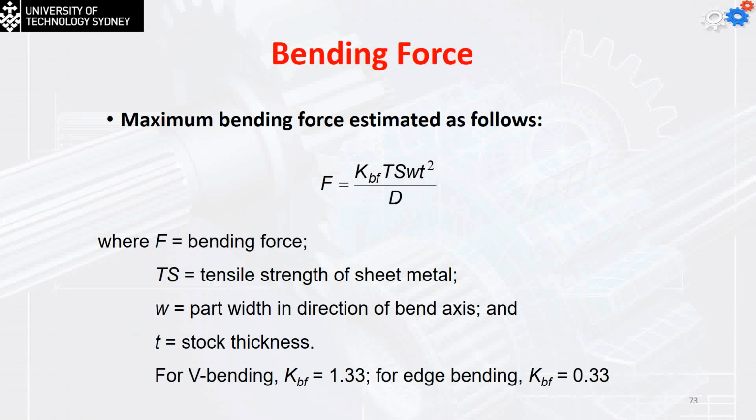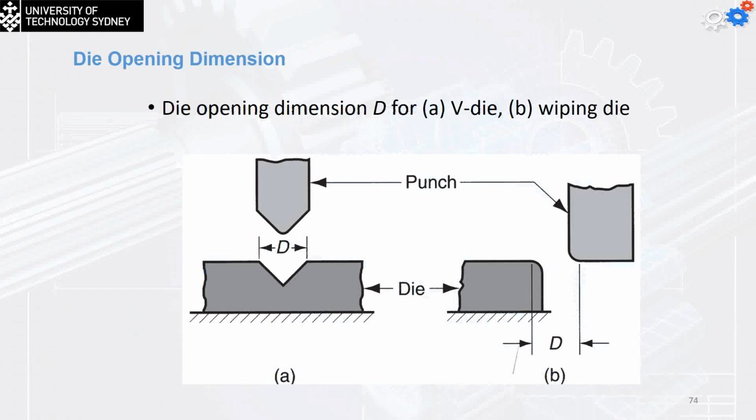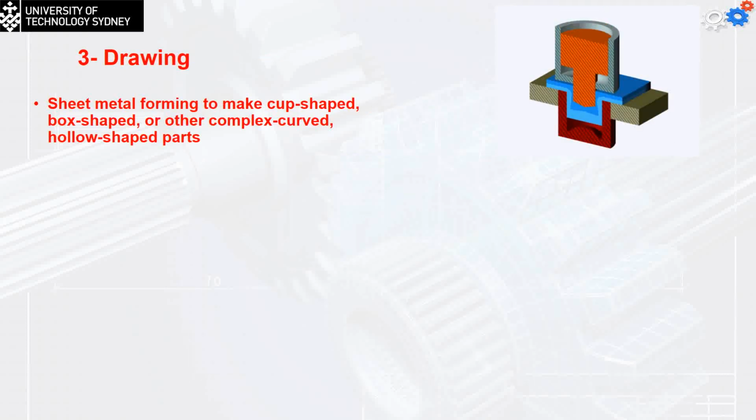Now the deep drawing operation, which we talked about earlier, changes the sheet shape into a cup shape, for example. It is sheet metal forming to make cup-shaped, box-shaped, and other complex curved hollow-shaped parts. The sheet metal blank is positioned over the die cavity and pushed into the opening. The products are beverage cans, ammunition shells, automobile body panels, and so on. It's also called deep drawing to simply distinguish it from the wire or bar drawing operation.